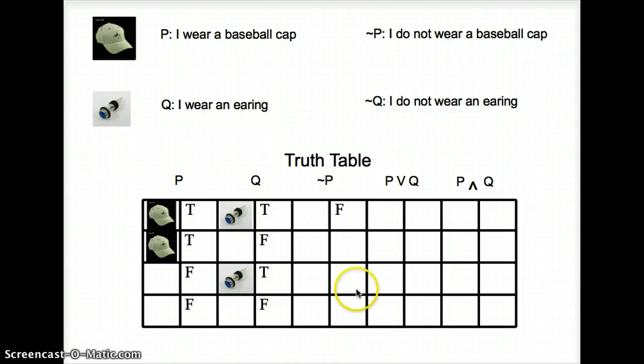Now we're going to go into the not P column. And basically not P is I do not wear a baseball cap. So I do not wear a baseball cap, I'm wearing one. Therefore that statement is false here. If I look at this one, I do not wear a baseball cap, that's false because here's the baseball cap.